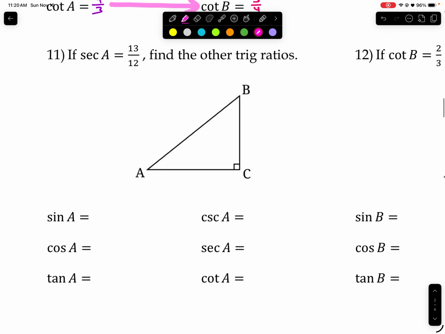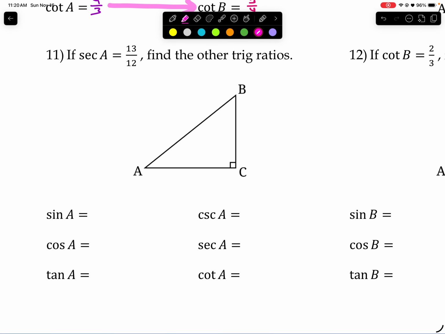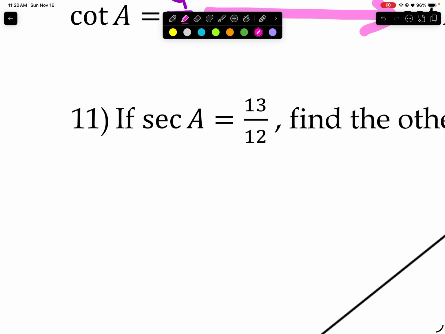All right, so now, given secant of A is equal to 13 over 12, you're going to find the other trig ratios. So what's going to happen here is you may have to do some Pythagorean theorem to find out what the ratios are. So I know that if I'm working with secant of A, secant is going to be the hypotenuse, and then that's going to be over the adjacent.